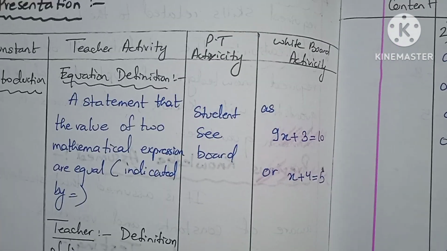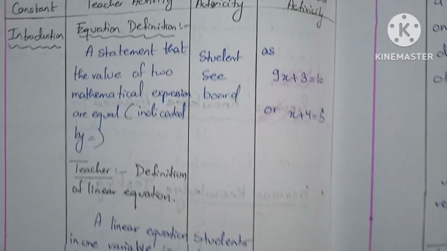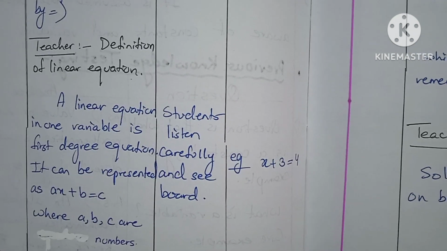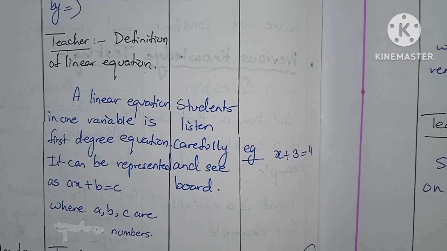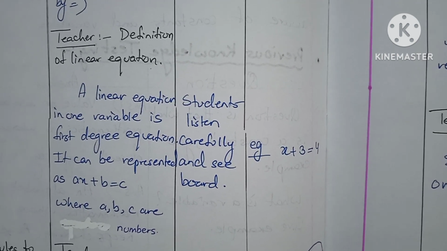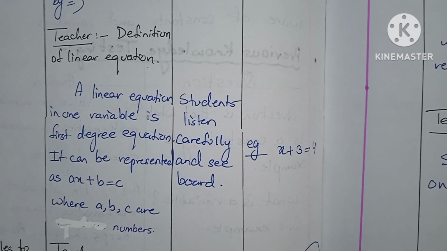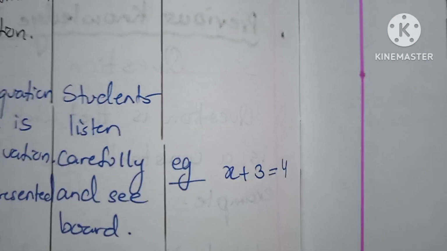Students see the board as 9x plus 3 is equal to 10. Now teacher defines a linear equation. A linear equation in one variable is a first degree equation. It can be represented as ax plus b is equal to c. Here a, b, c are numbers. Example is x plus 3 is equal to 4.